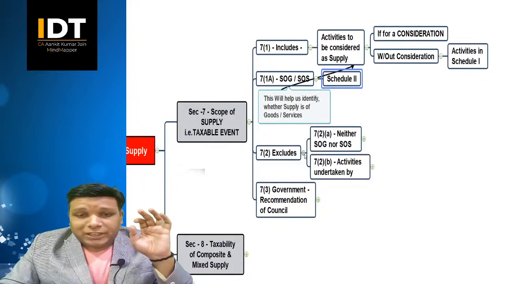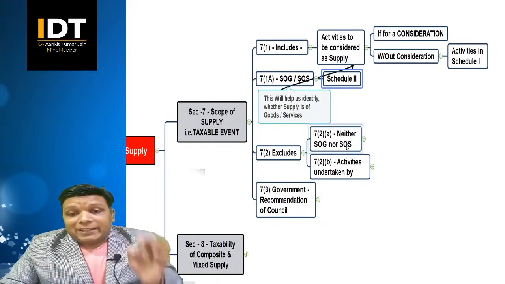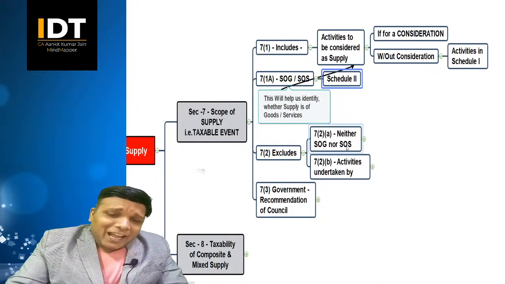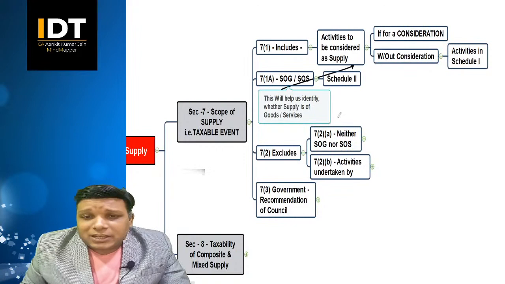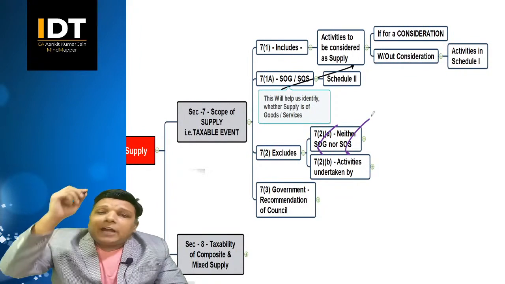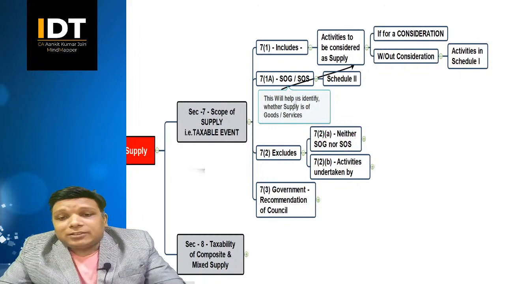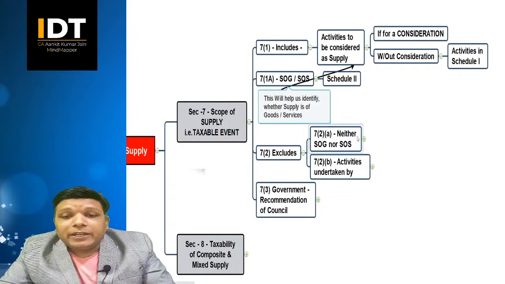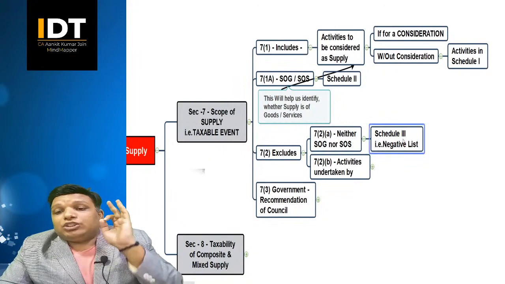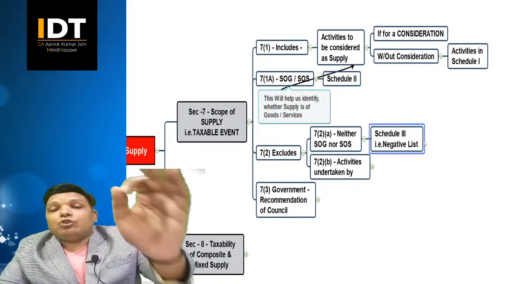Now what does it exclude? I'm so sorry, 7(2) says neither supply of goods nor supply of services, right? There can be certain activities which are classified neither as supply of goods nor as supply of services. So what are those activities is mentioned under section 7(2)(a). Clear everybody? So 7(2)(a) explains neither supply of goods nor supply of services. So schedule 3 is basically giving you a negative list.